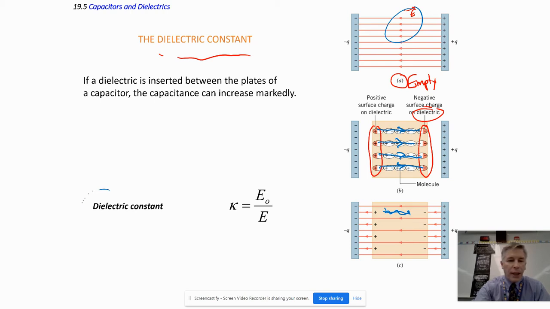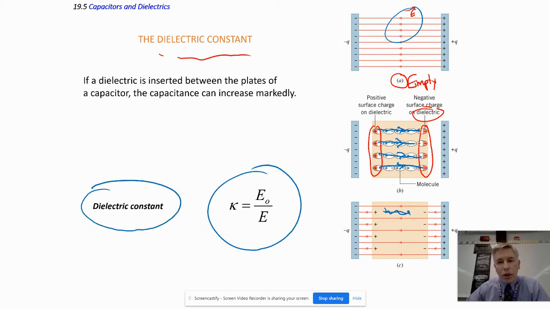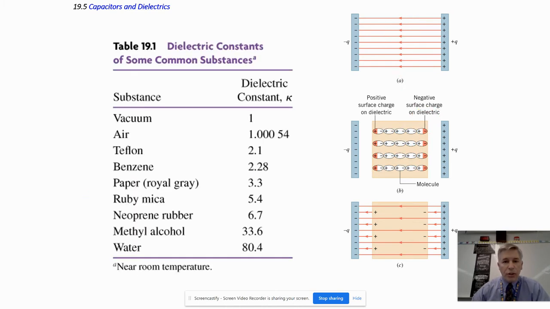And we get a thing called the dielectric constant, and the dielectric constant is really a ratio of the electric field with nothing in there divided by the electric field with it. Since the electric field with it is always going to be smaller than when it's empty, this number is always going to be greater than 1. So putting a dielectric in there is going to change the electric field. Now let's take those two equations and put them together.